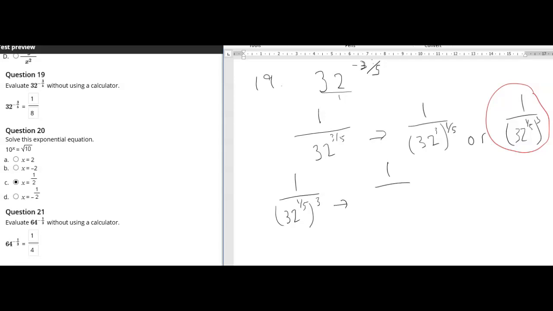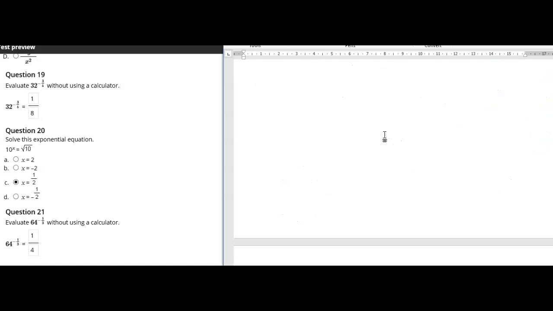So 32 to the power of a fifth is the same as the fifth root, all cubed. So this just means what number multiplied by itself 5 times gives you 32, and that number is 2. So the fifth root of 32, or 32 to a power of a fifth, which are the same things, is just 2. And then we've got 2 to the power of 3, so that's going to be 2 cubed is 8. So your answer is 1 over 8. All right, just give me a bit more space. We're up to question 20.